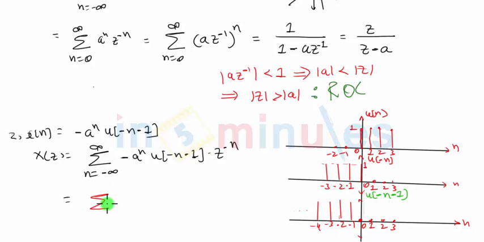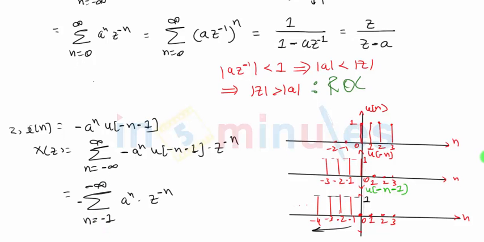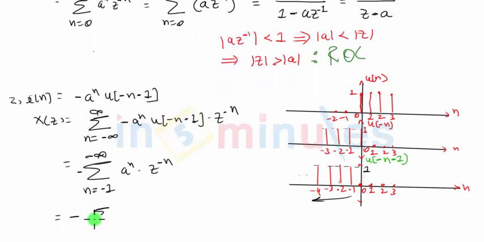So you can see that u of minus n minus 1 is nothing but samples of value 1. All these values are again equal to 1, but they now start from minus 1 and they go up to minus infinity because it extends towards left. I'll take this minus sign outside. It's a raised to n into z raised to minus n. u of minus n minus 1 is equal to 1 in this whole range. This can further be written as minus summation n equal to minus 1 to minus infinity. I can combine these two terms which will become a z inverse raised to n.